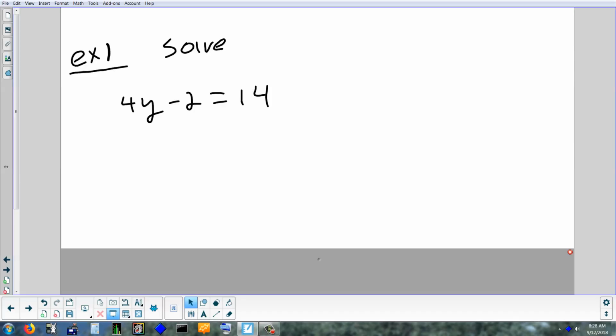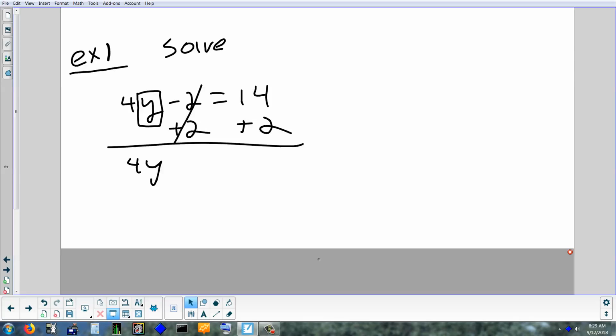Is there any adding or subtracting I can do here that would help me get y by itself? Yep, add 2 to the negative 2, and then add 2 to the 14. The goal is to get y by itself. We get rid of things with addition and subtraction that are near the y first. So we're going to add 2 to both sides. Negative 2 plus 2 is 0. 4y equals 14 plus 2, Matt?